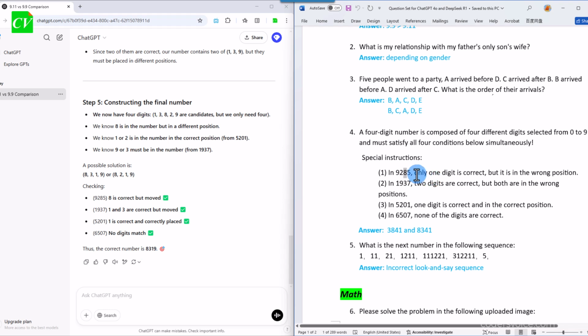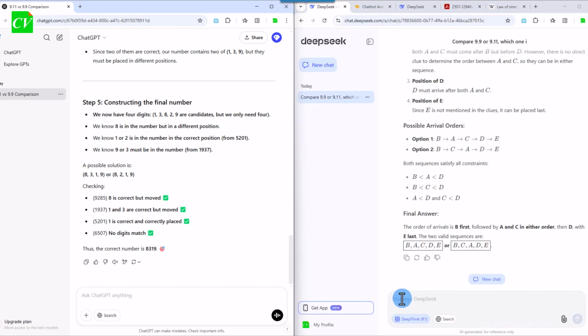So let's check the first condition, that there's an H there. This number doesn't satisfy the first condition, because in this number there's an H. If you have an H digit, you cannot have the other three digits, but it also has a 9 here. So obviously this answer is wrong. Now let's take a look at DeepSeek.